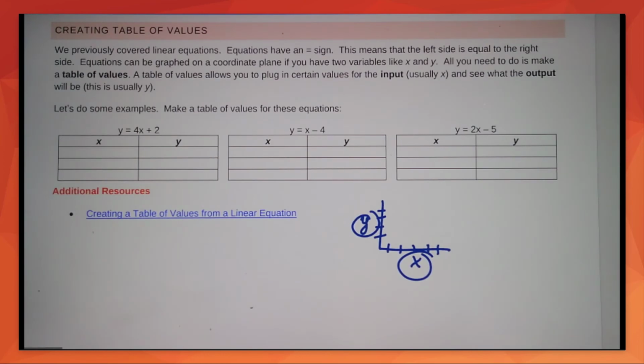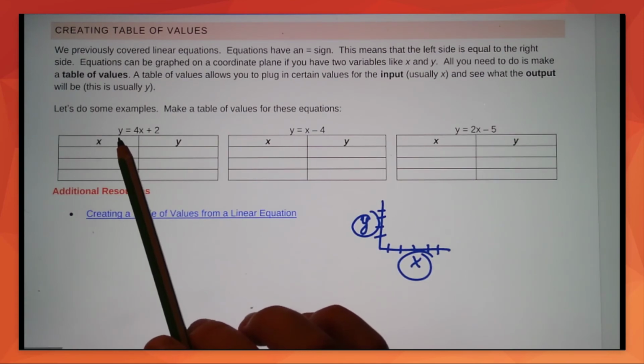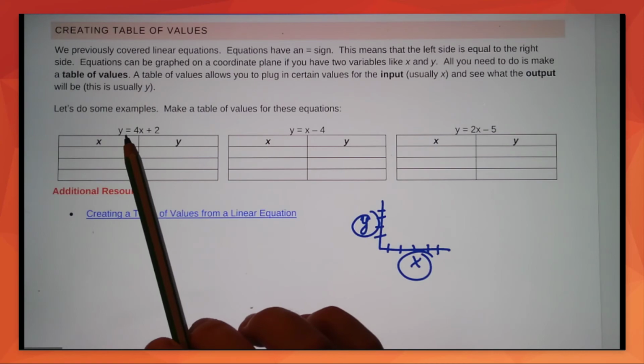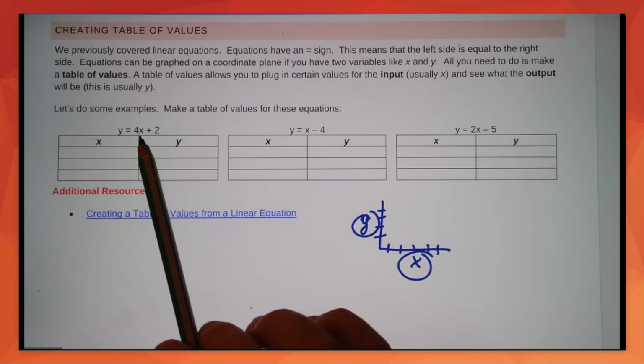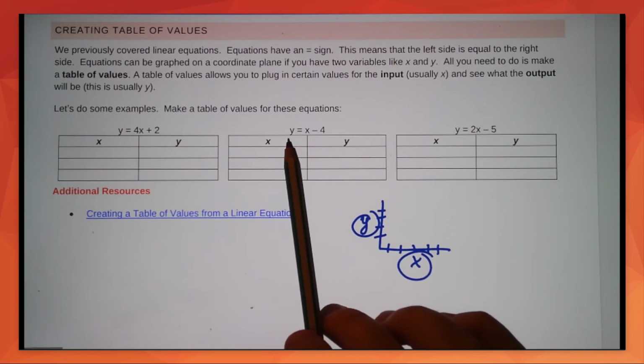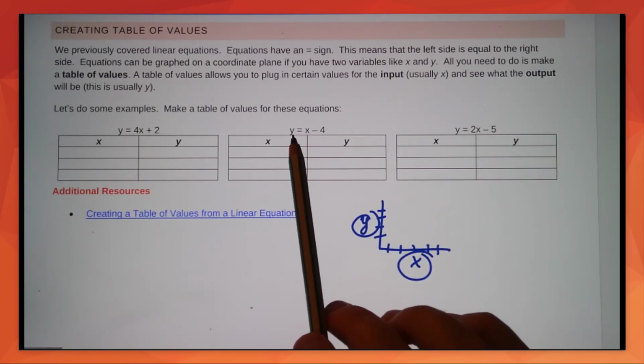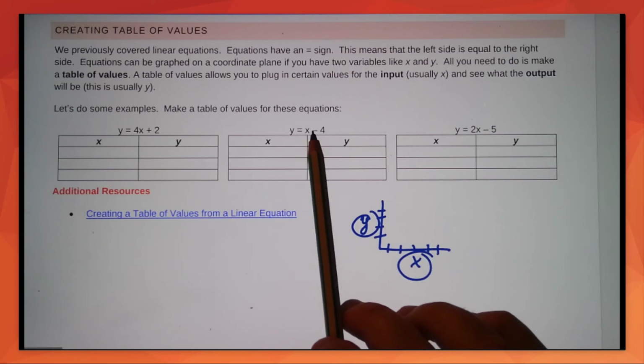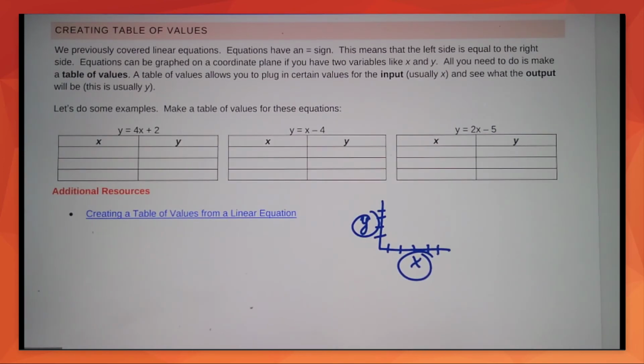We're going to focus on the way that it's written already, which is that the value of y is always going to be found by plugging in 4 times x and adding 2 to it. Or in this equation, the value of y is always going to be the x value you're looking at minus 4, and so on and so forth. And that's how input and output works.